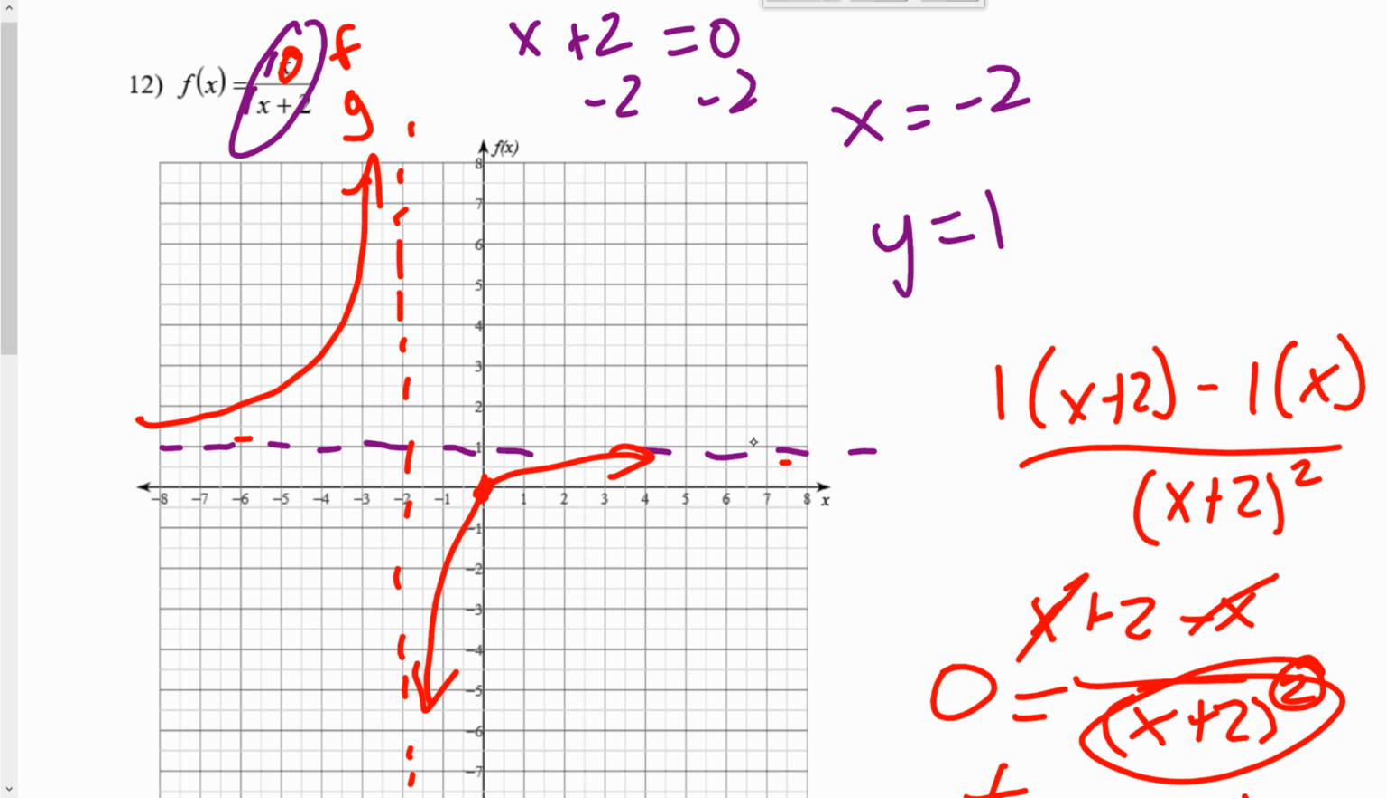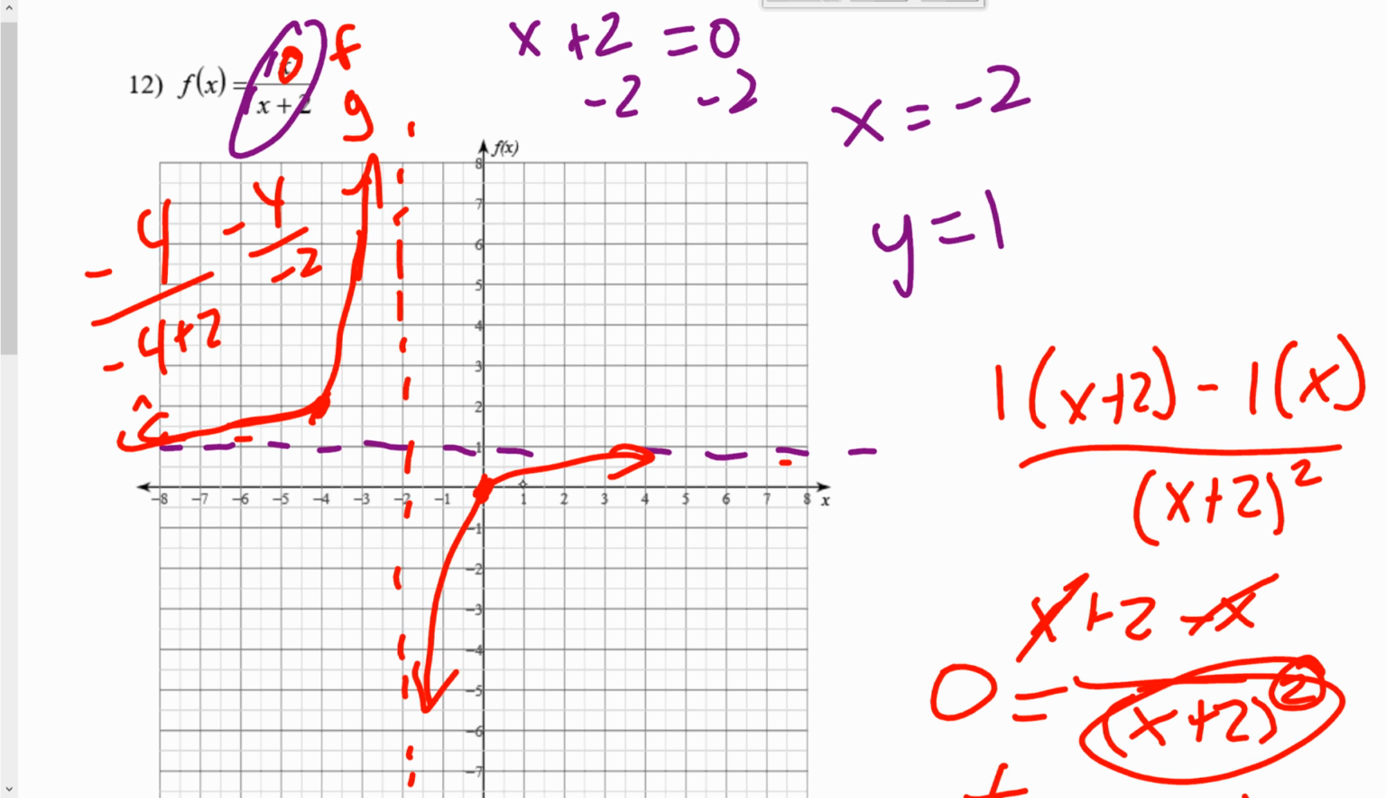And so I know where it's concave up now, where it's concave down, and I can go ahead and plot some more points. So I can plug in negative 4 into the original. Negative 4 plus 2 is negative 2, and negative 4 over negative 2 is positive 2. So up 2. So it's more like this and like that. So fix it a little bit. I already have this point, so that's enough points. That's all I need.